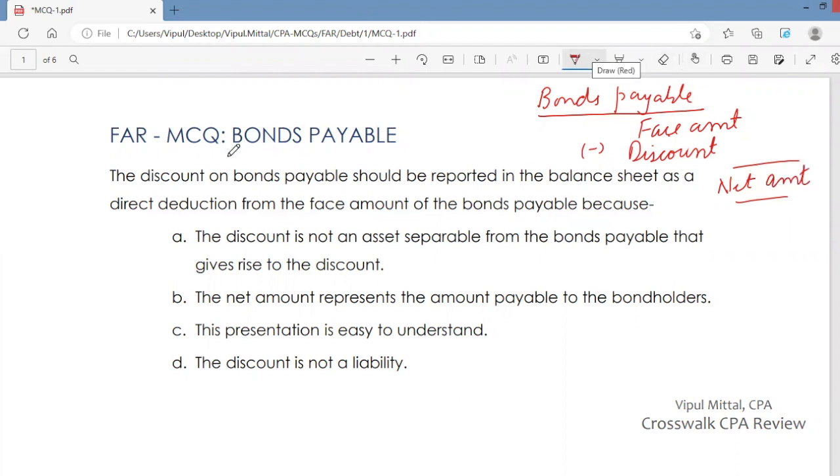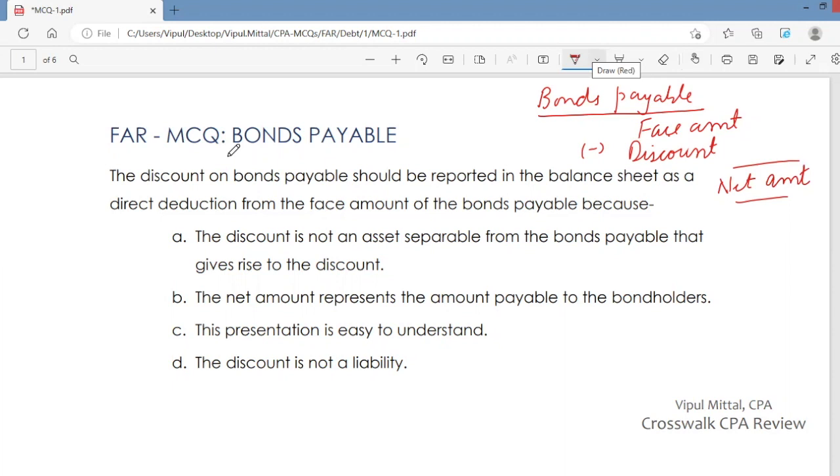Now, what is the reason for this? Why is the discount on bonds payable reported in the balance sheet as a direct deduction from the face amount of the bonds payable? Why is it so? Let's look at the answer options.